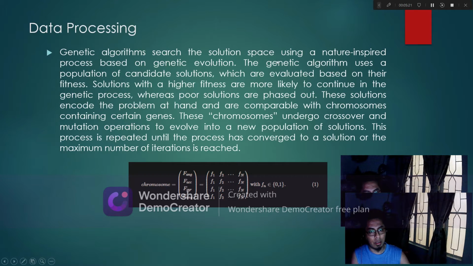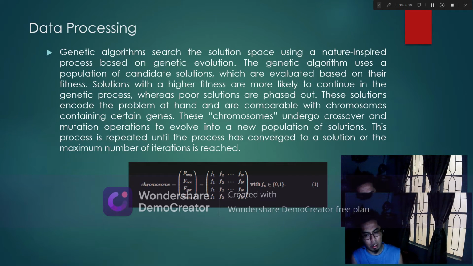Genetic algorithms search the solution space using a nature-inspired process based on genetic evolution. The genetic algorithm uses a population of candidate solutions which are evaluated based on their fitness. Solutions with higher fitness are more likely to continue in the genetic process, or like we said, the fittest of them all, of all the samples.